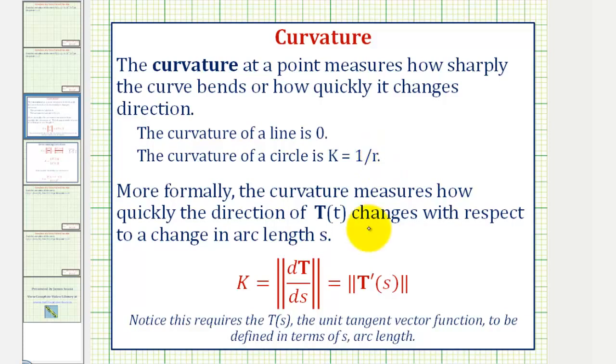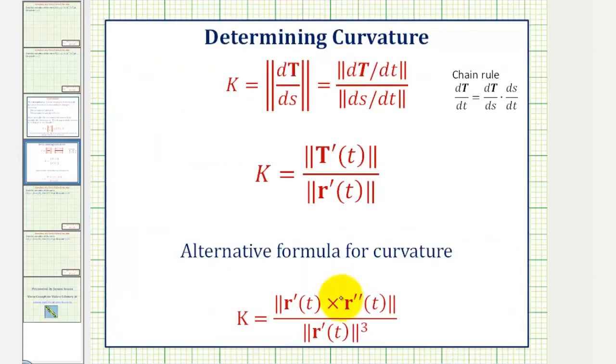More formally, the curvature measures how quickly the direction of the unit tangent changes with respect to a change in arc length s. So we can define curvature k as we see here, but notice how this requires the unit tangent vector to be defined in terms of s, arc length, so we won't be using this formula. We'll be using one of these formulas here.